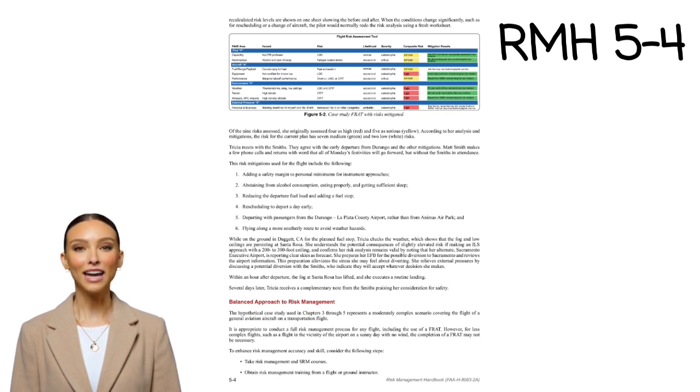While on the ground in Daggett, California for the planned fuel stop, Tricia checks the weather, which shows that the fog and low ceilings are persisting at Santa Rosa. She understands the potential consequences of slightly elevated risk if making an ILS approach with a 200 to 300 foot ceiling, and confirms her risk analysis remains valid by noting that her alternate, Sacramento Executive Airport, is reporting clear skies as forecast. She prepares her EFB for the possible diversion to Sacramento and reviews the airport information.